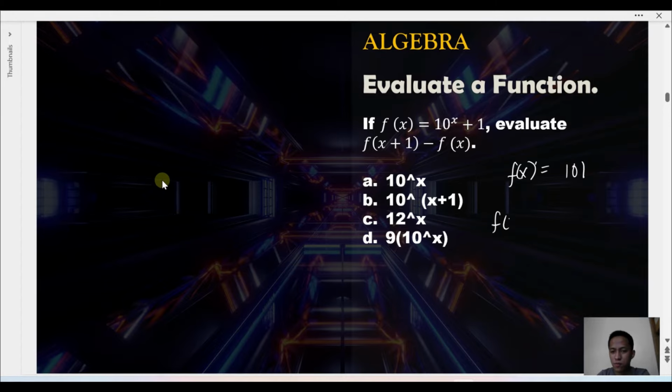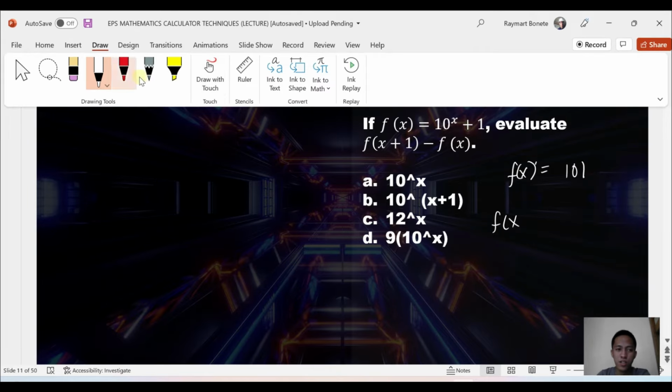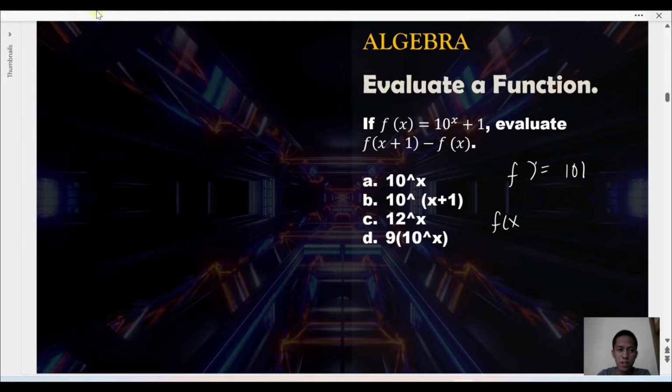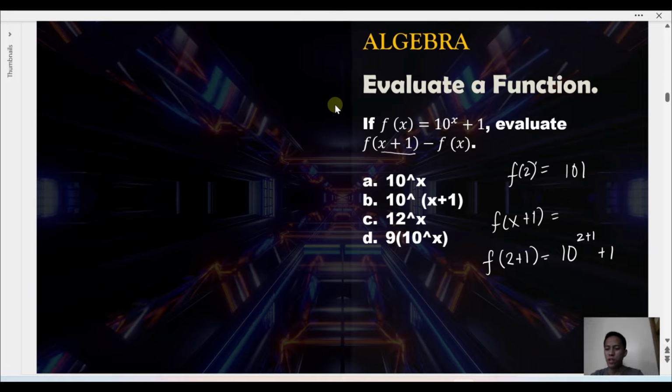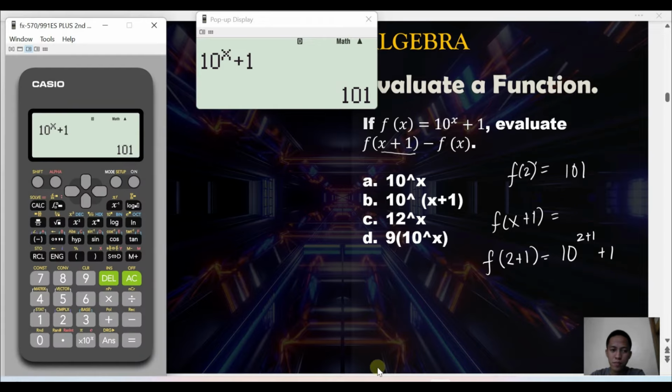Okay, what about f of x plus 1, wherein x here is 2. Okay, x is 2. So what about f of x plus 1? So if f of x plus 1, that will become f of 2 plus 1. So equals 10 raised to 2 plus 1. Okay, plus 1. So yung x natin will be x plus 1. So let's compute that in our calculator. So that will be, okay, 10 raised to, you have here alpha x plus 1. That is f of x plus 1. And we have here plus 1.